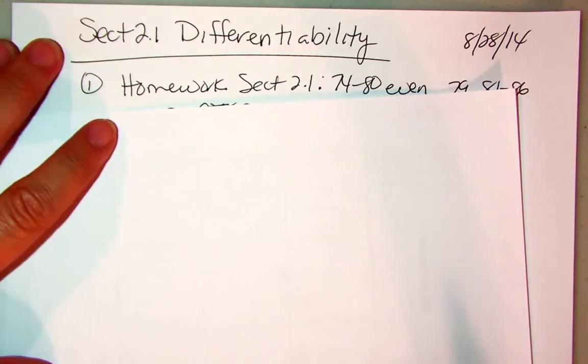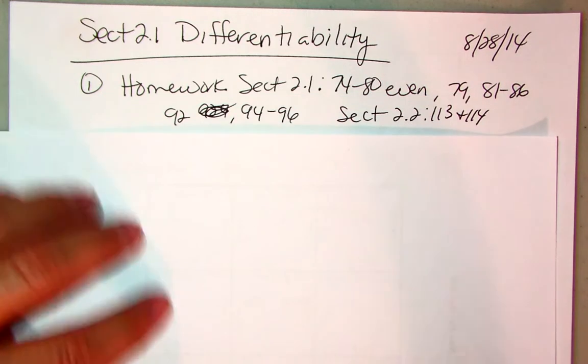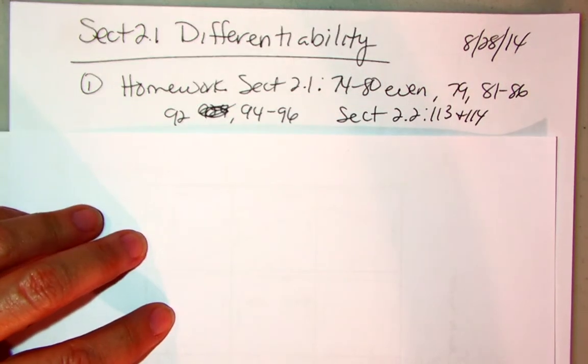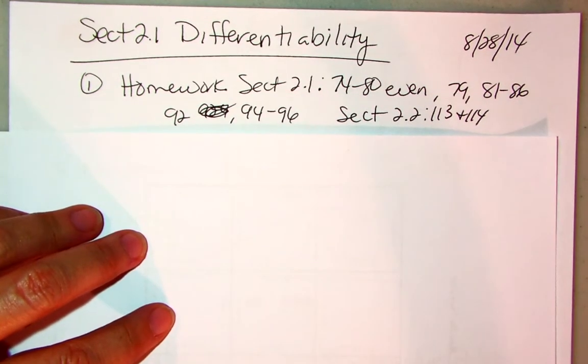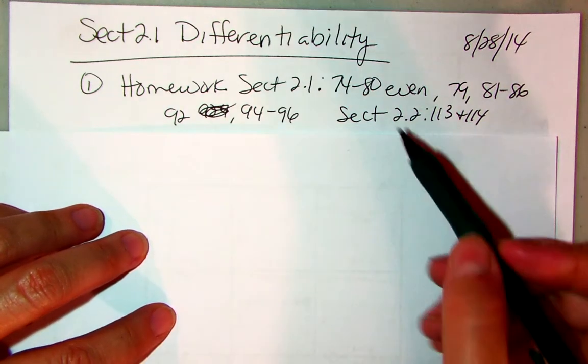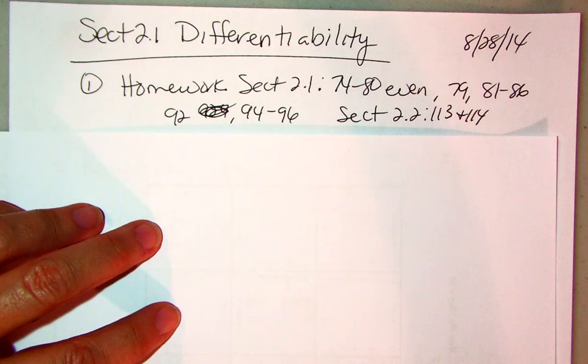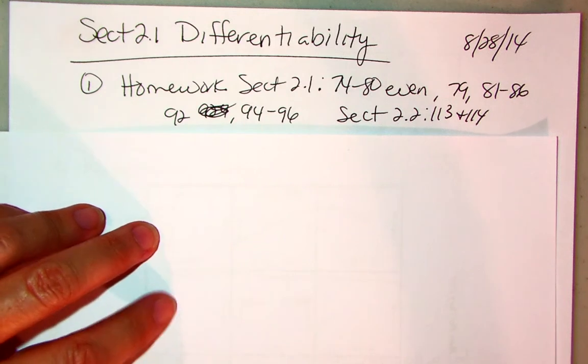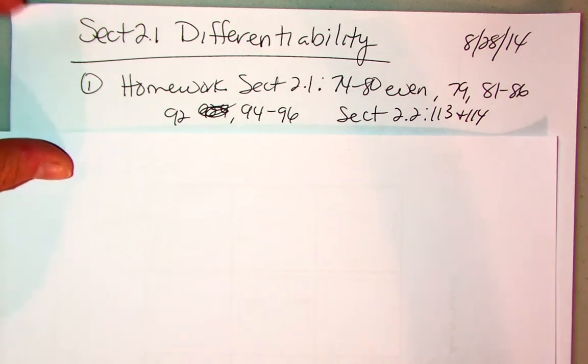Tonight's video is section 2.1 on differentiability. Your homework is as listed. There happens to be some for the next section, 2.2. There are 2 problems. So we have a lot of notes this evening.